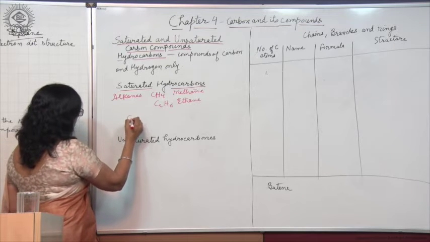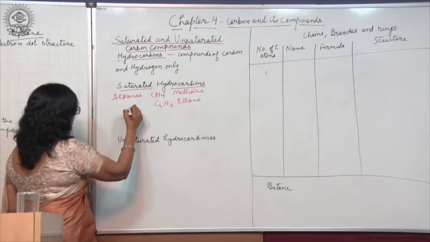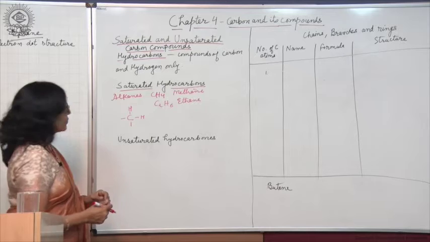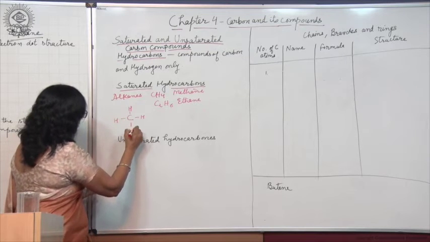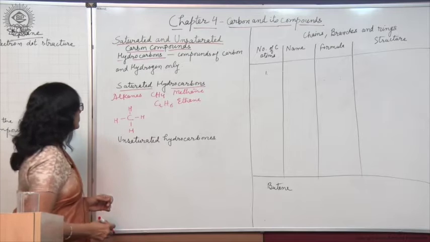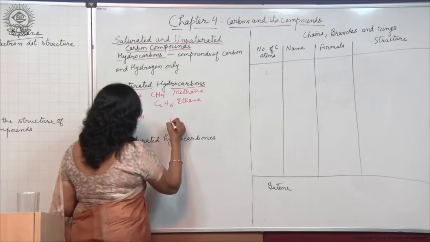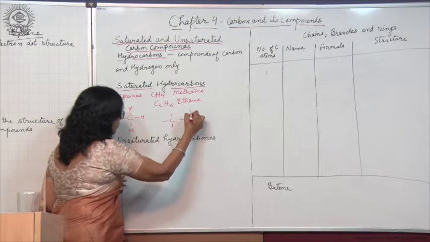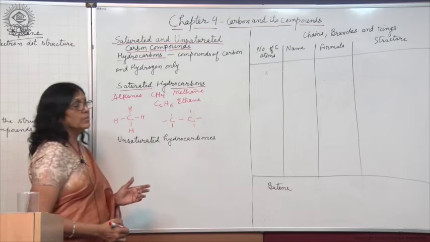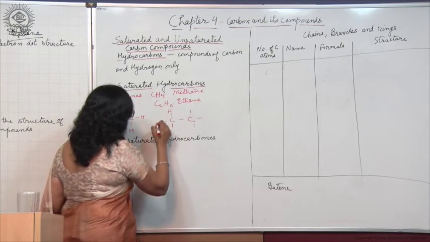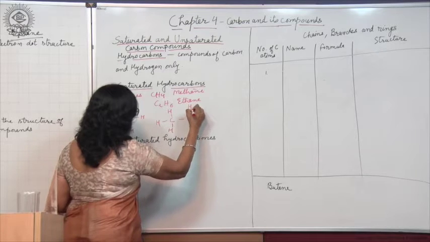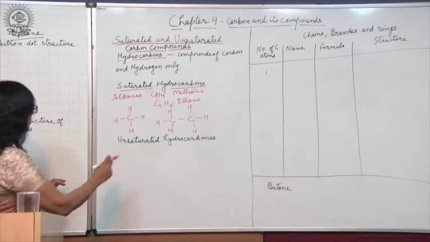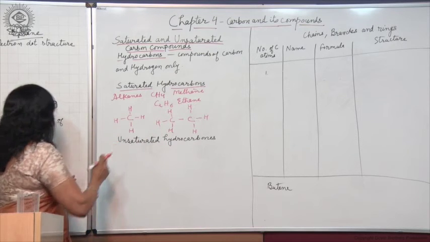We can write the structural formula of methane. These 4 lines indicate the 4 valencies of carbon, which are satisfied by the 4 hydrogen atoms. Ethane: each carbon atom has 4 valencies, which are satisfied by the hydrogen atoms. So, this is the structural formula of ethane, and this is the structural formula of methane.